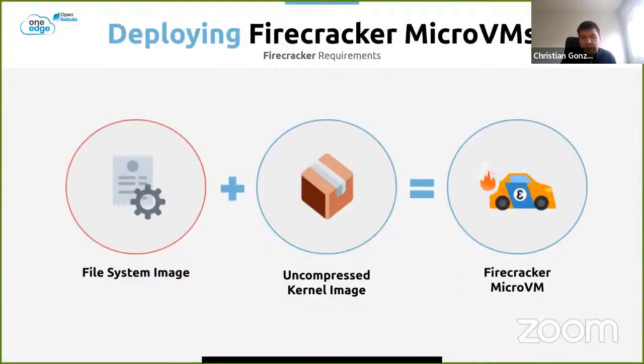So once we had Firecracker fully supported within OpenNebula, we started deploying Firecracker microVMs. So what do you need for deploying a Firecracker microVM? Basically, we need an uncompressed kernel image, which you can achieve by just building whatever version of the Linux kernel that you want to use. You build that and you get this binary file that you will use for deploying these Firecracker microVMs. But we also need a file system image, and generating or getting this file system image is not an easy task. So we wanted to make this easy for our users.